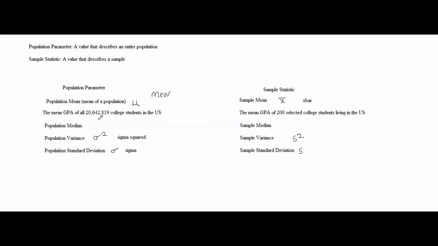I won't go over the symbols for median. I wanted to also go over the symbols for sample size and population size. Those don't really fall into these categories, so I'll put them over here.